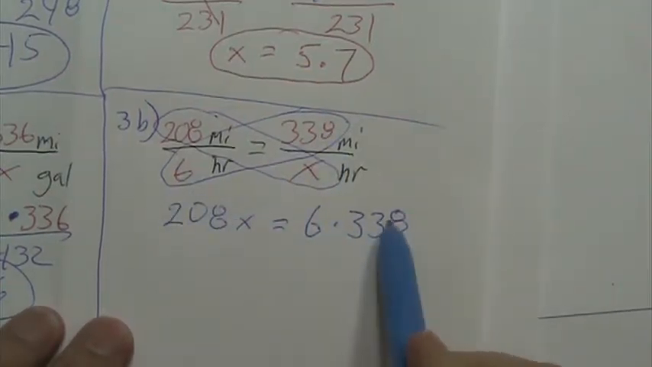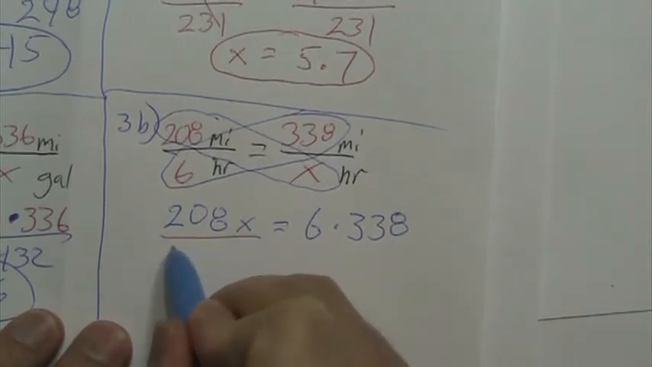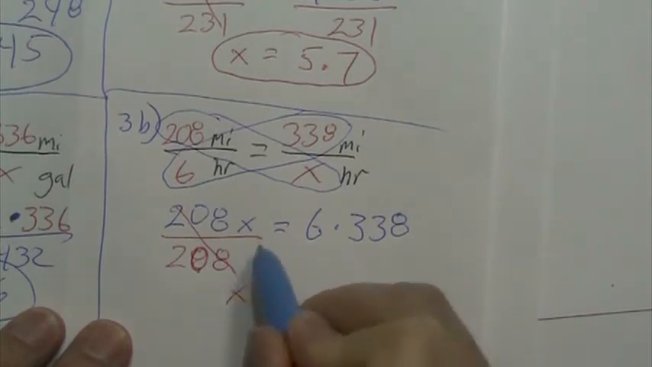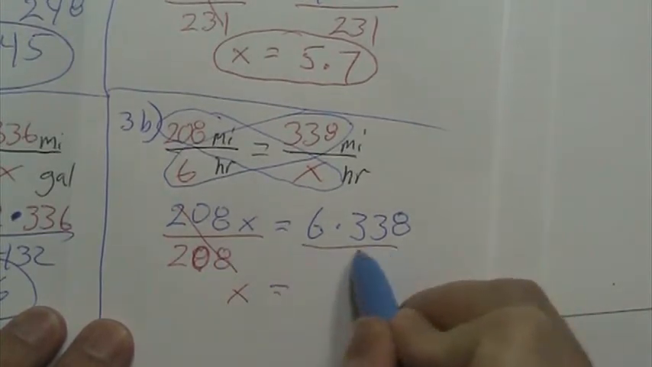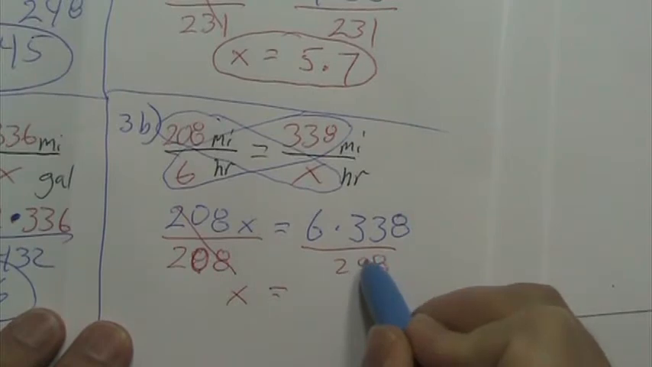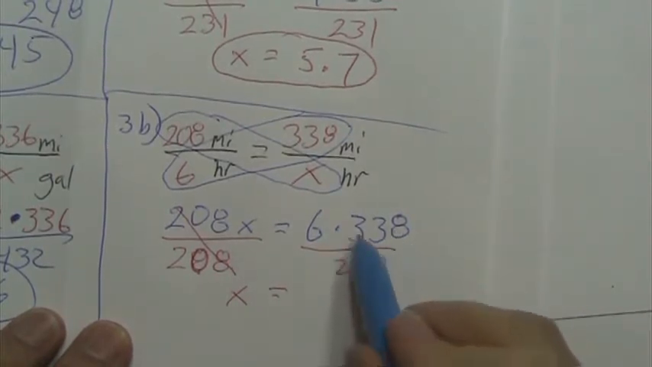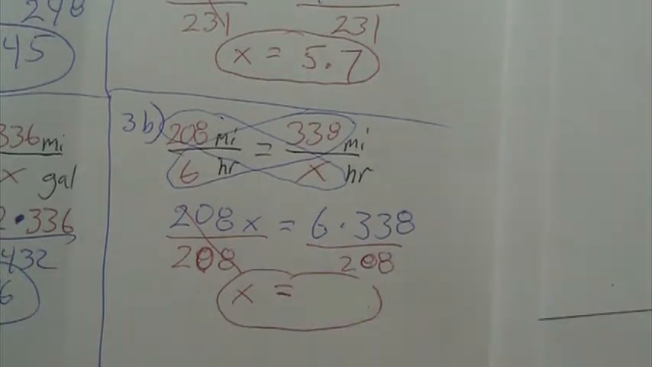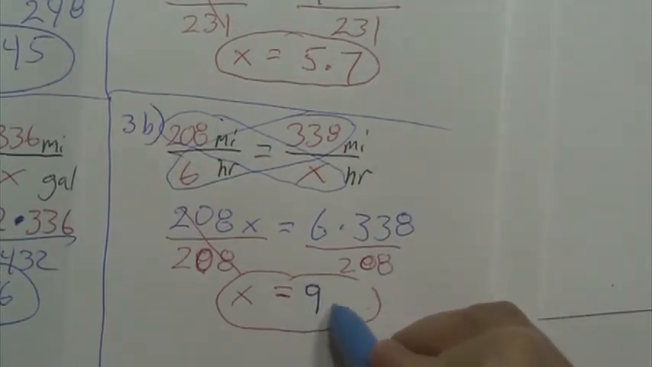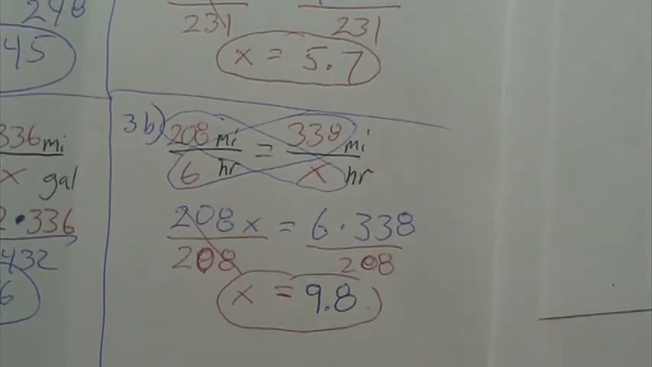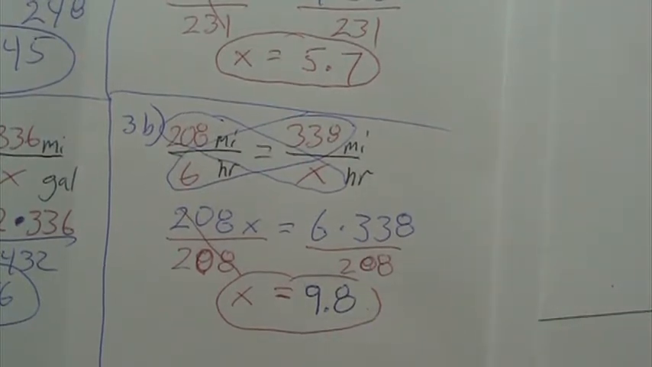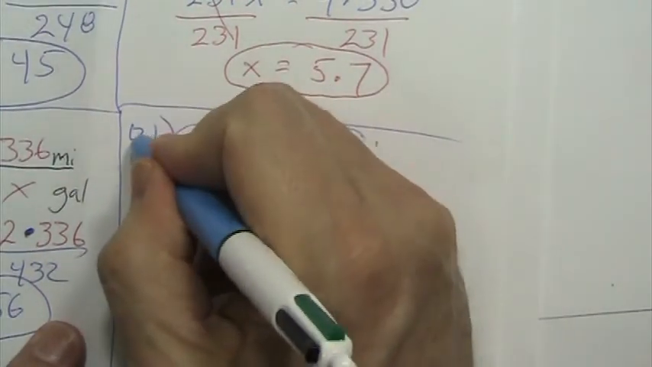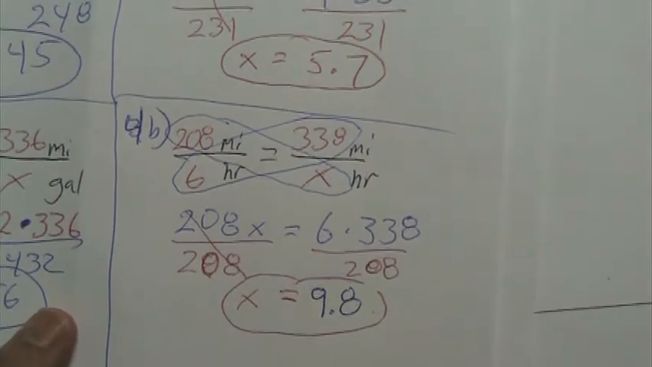Okay, so I did my cross products. I divide by 208 because I want to get rid of it to get the letter by itself. I have to do the same to the other side. Remember, this is times. So 6 times 338 divided by 208, and the answer is 9.8. If you round it, it's 9.8. And this is for number 4B. Not 3B, but 4B.